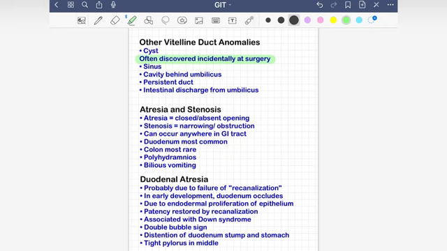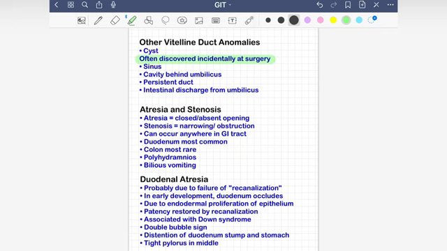Now, let's talk about atresia and stenosis of the abdomen. Atresia means a closed or absent opening, so a bowel that has atresia will end in a blind pouch. Stenosis means narrowing of bowel, and this will lead to obstruction, and atresia and stenosis can develop anywhere in the GI tract. The most common site is duodenal atresia.